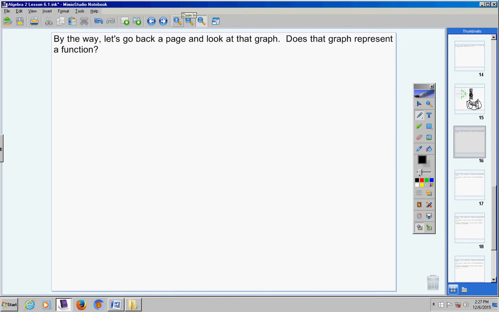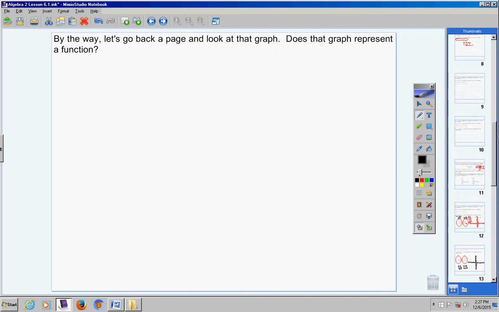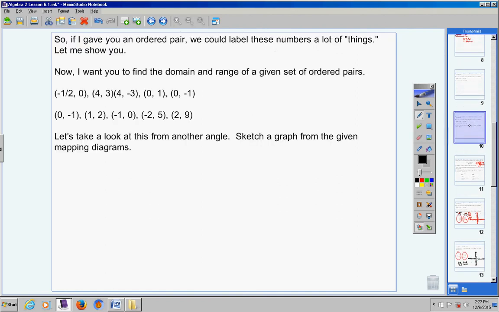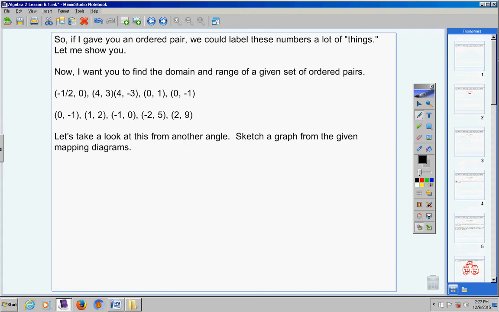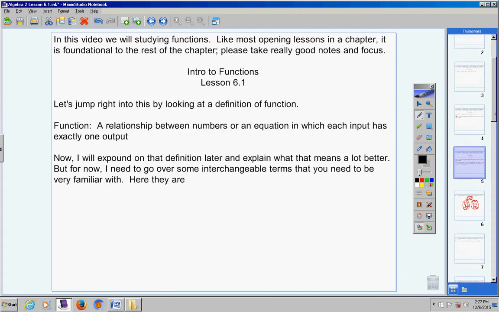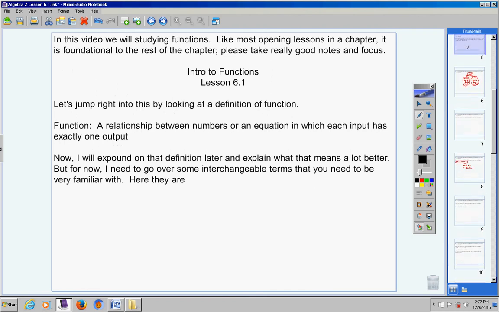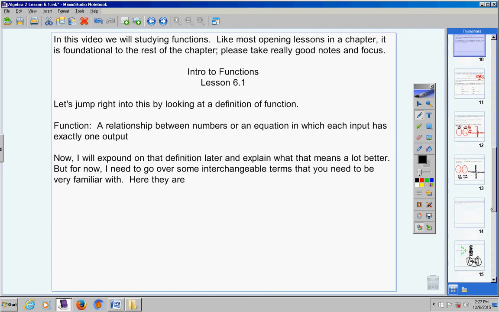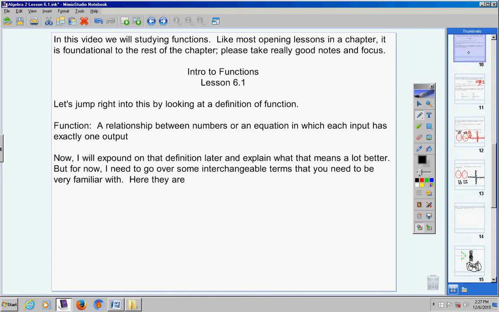By the way, let's go back a page and look at that graph. Does that graph represent a function? Well, let's go all the way back to our very first page. We had a definition of a function. Let's go all the way back here, and let's see if we can drag that down here a little bit so we can use it.